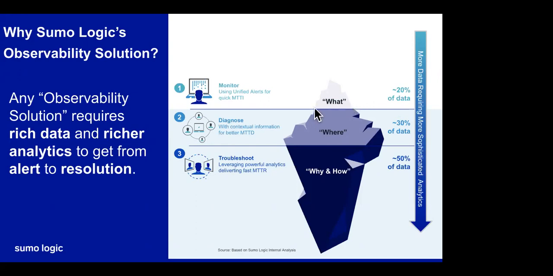But then we want to diagnose this. We want to figure out our mean time to detect, and we want to figure out where things are going wrong. And that takes approximately another 30% of your data. Okay. So we want to diagnose and see what's happening. But ultimately, what we want to do here is troubleshoot. We want to understand the why and the how, which is going to take us into our logs and things like that, to where we can troubleshoot and see tools like Root Cause Explorer. And this may take another 50% of our data.